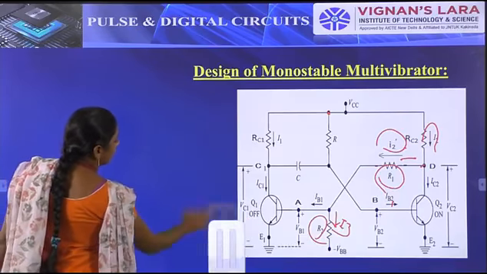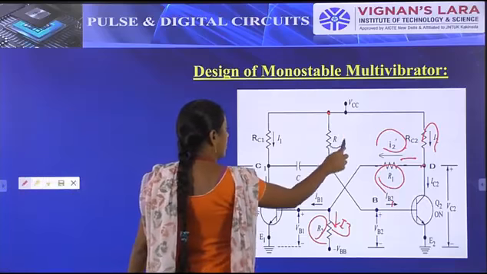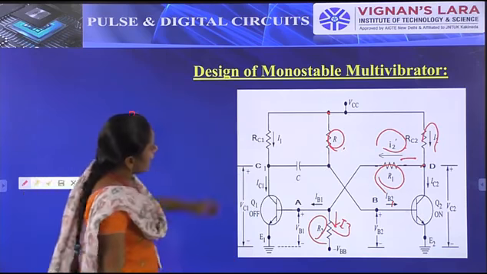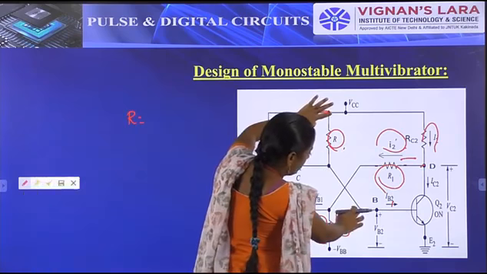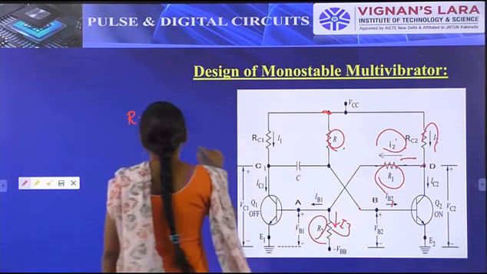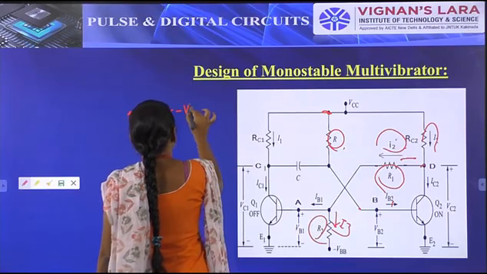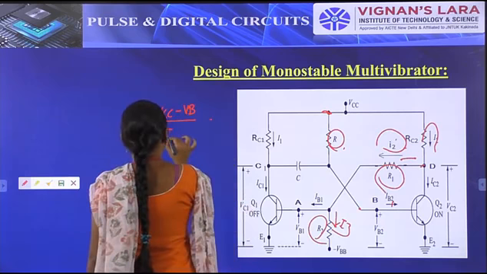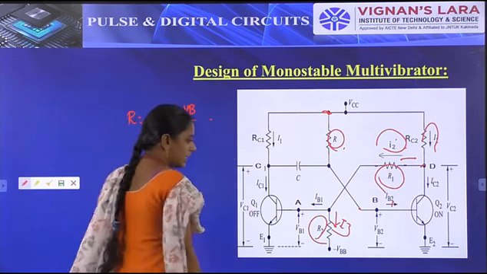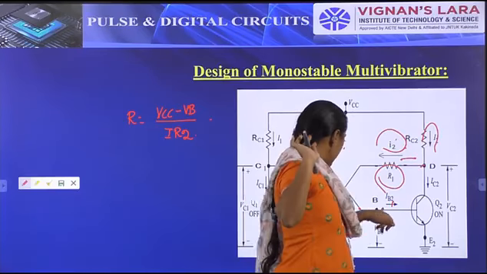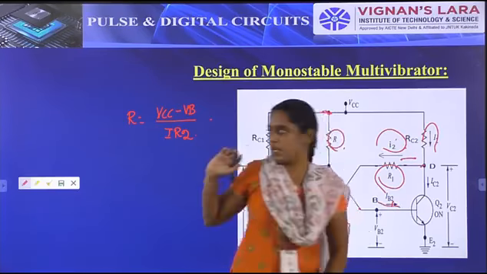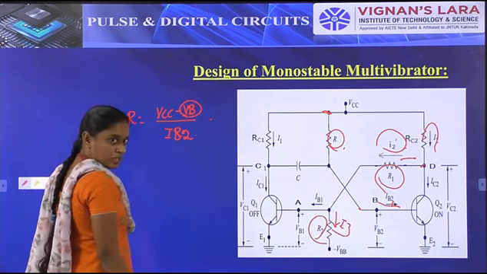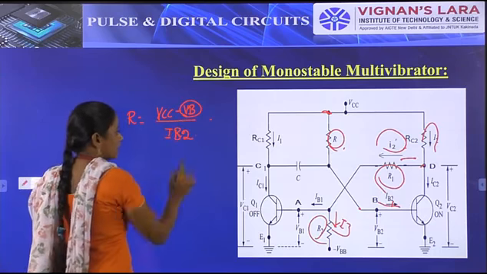Next we have to find the resistor R. This R will be in between VCC and the base, so R is (VCC minus VBE) by the current flowing, which is IB2. Sorry, I was indicating IR2, but it is IB2, the current flowing through this resistor. And as we know, VBE is VBE sat, because transistor Q2 is conducting. So that is (VCC minus VBE sat) by IB2.